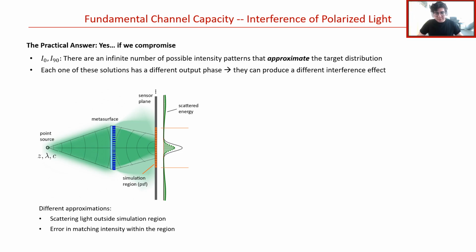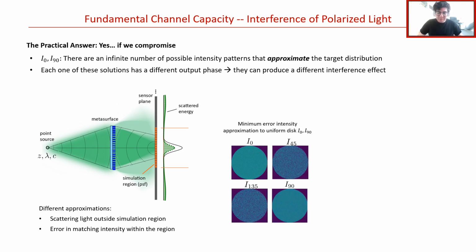Now we demonstrate these ideas in a simple task, and in this case, suppose we design a metasurface that produces a pair of intensities on 2 polarization states, I0 and I90, that will approximate a uniform disk of light in the simulation region with a minimum error. The results of this are shown here, and I45 and I135 then follow as a consequence by the interference of 0 and 90.